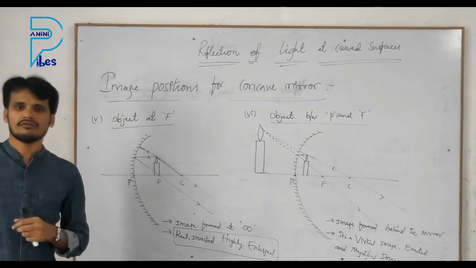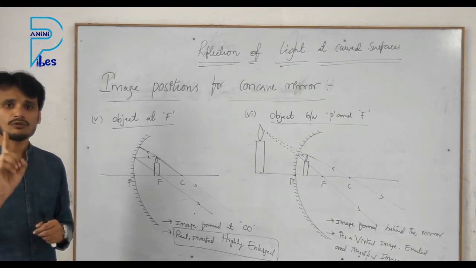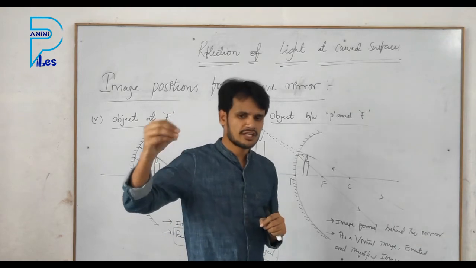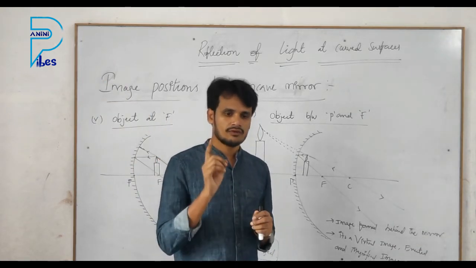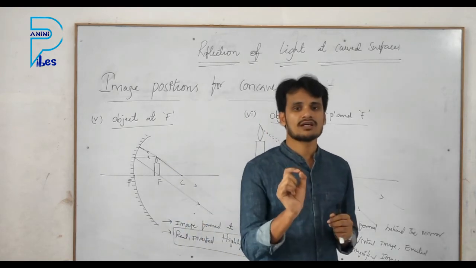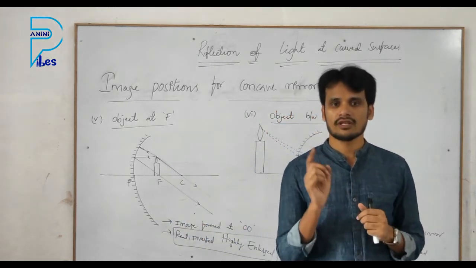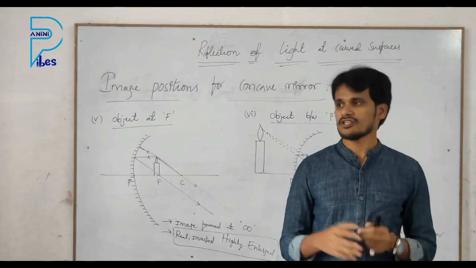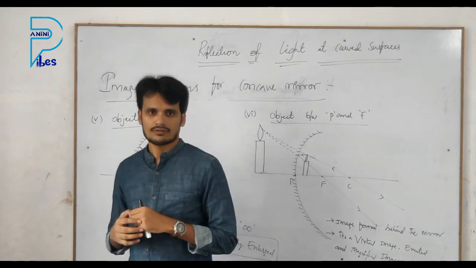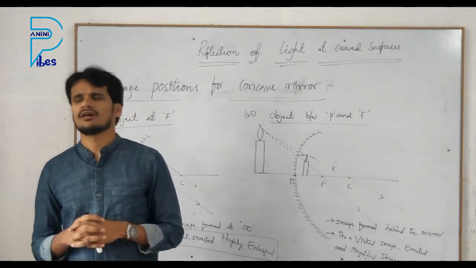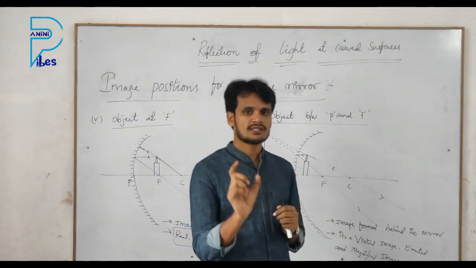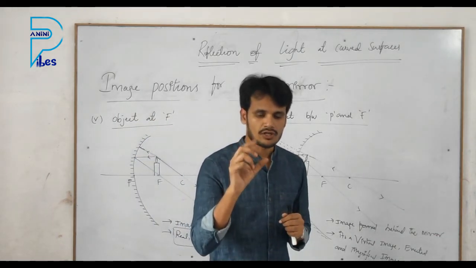If you're placing object anywhere in front of convex mirror, we'll get a virtual diminished image. At any distance in front of convex mirror, we'll get only a similar image. That is why convex mirrors are used as rear view mirrors in vehicles. It's very important for 2 marks. So which mirrors are used in rear view mirrors in vehicles? Convex mirrors, because it forms only one type of image, a virtual diminished image.